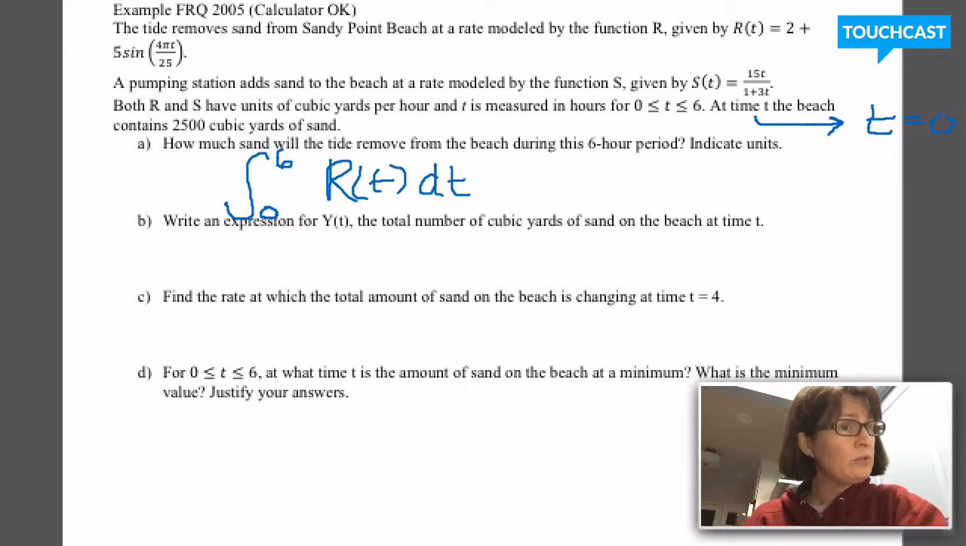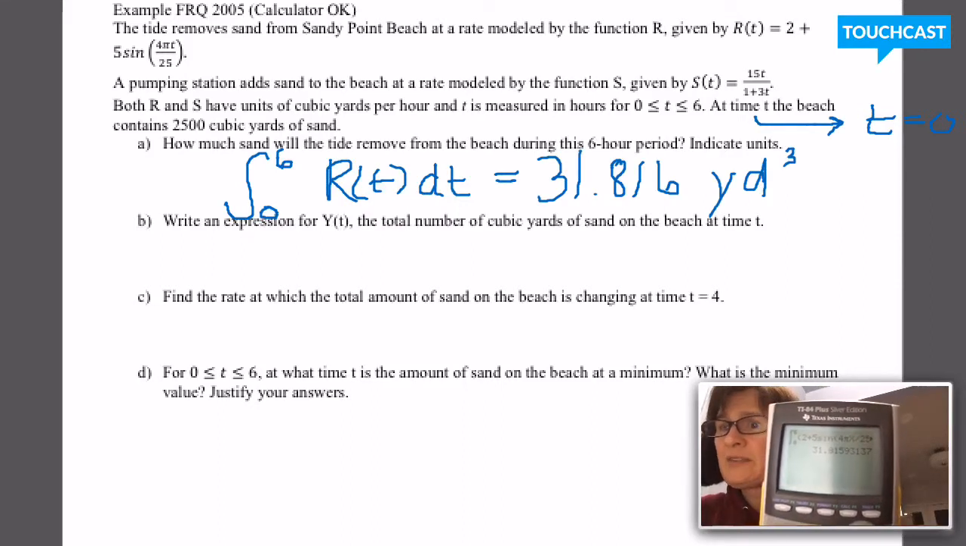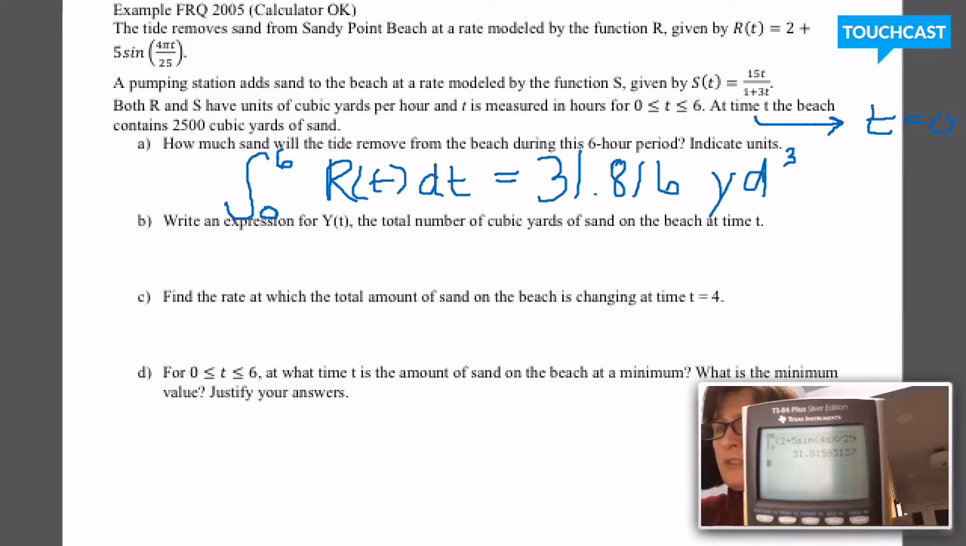You could write out r of t if you'd like. You get just as many points on the AP test if you write r of t like I've done here. So 1 point for writing this integral and 1 point for the answer. You can see that I've typed this into my calculator. That's the integral from 0 to 6 of 2 plus 5 sine of 4 pi x over 25. And the answer is 31.815 or 31.816 cubic yards.